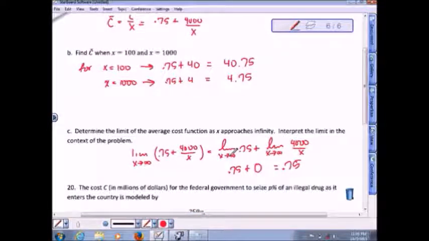Now, the question asks you to interpret this in the context of the problem. They're obviously not going to be able to produce an infinite number of these, but they're not going to be able to produce enough to get an average cost lower than 75 cents. 75 cents is the limit of how low their average cost can go. That's how you would interpret that.